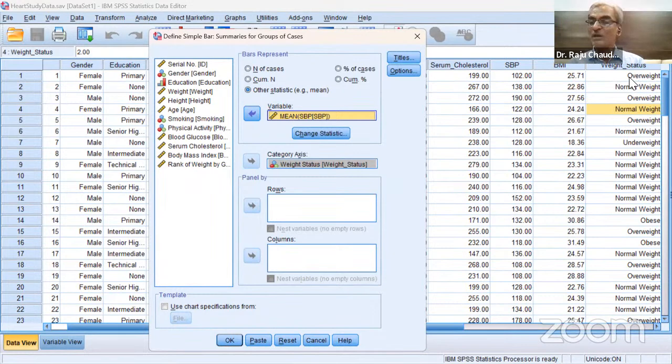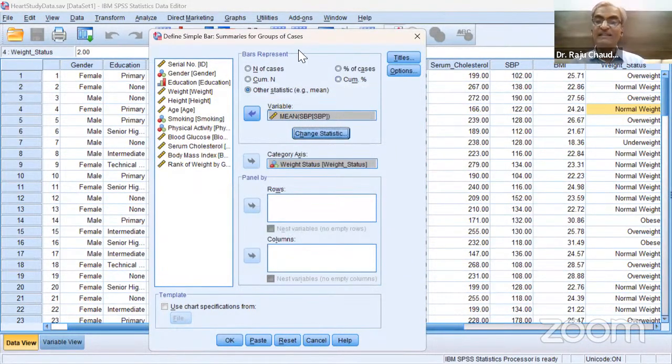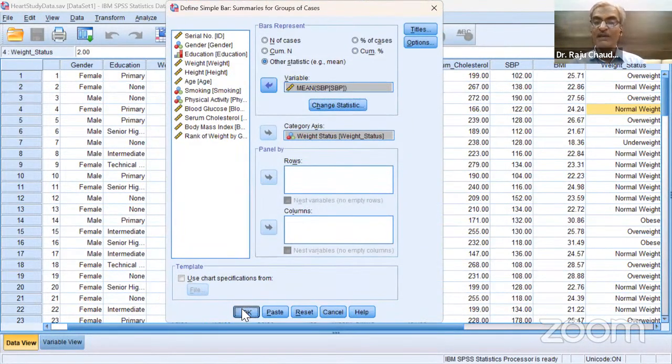It will calculate, because see, overweight. There are some number of respondents belonging to the category overweight. For all overweight respondents, whatever the SBP we have, it will calculate the average systolic blood pressure for the overweight, and the average SBP for the normal weight. If you want to change the statistics, click on the statistics, and here you can select median, mode, number of cases in each category, or standard deviation, and so on. These are some additional options. Then just simply click on the OK button.